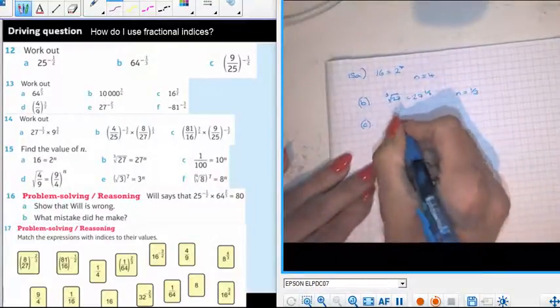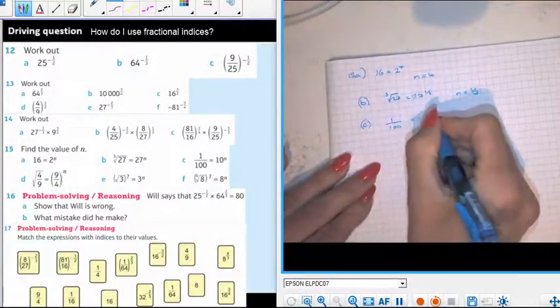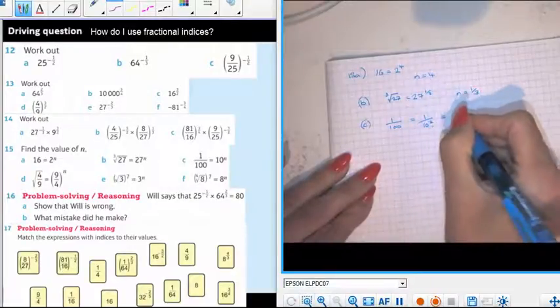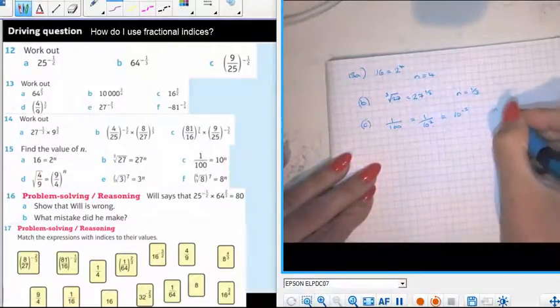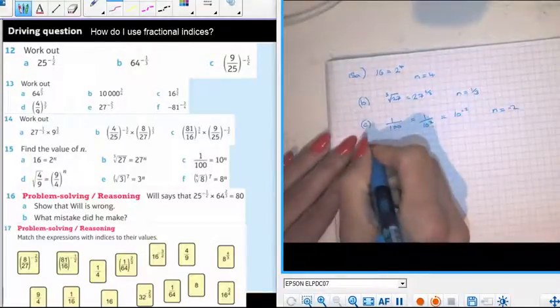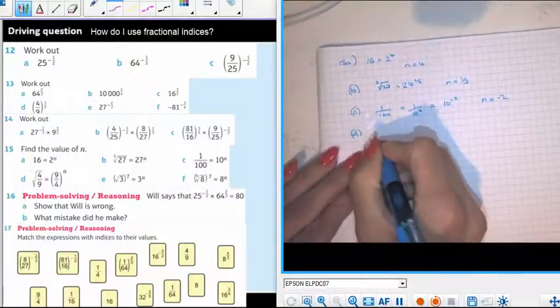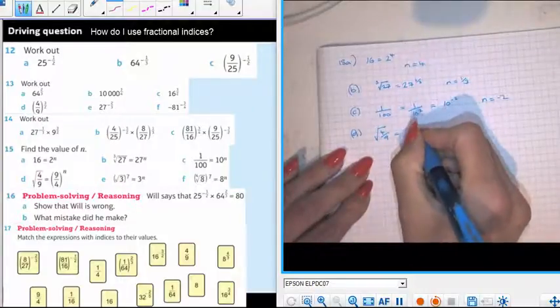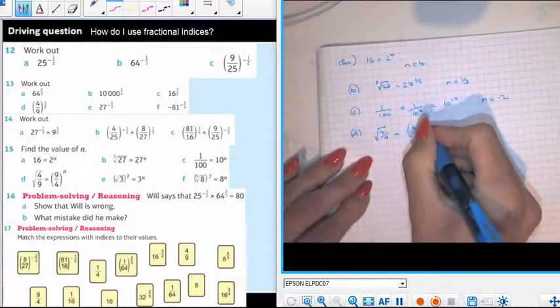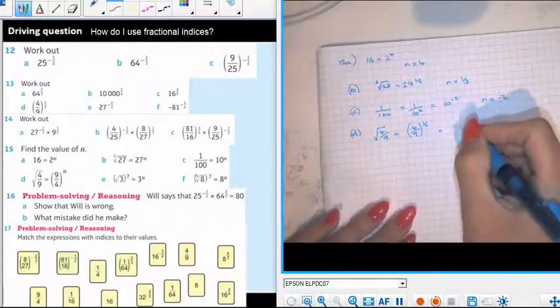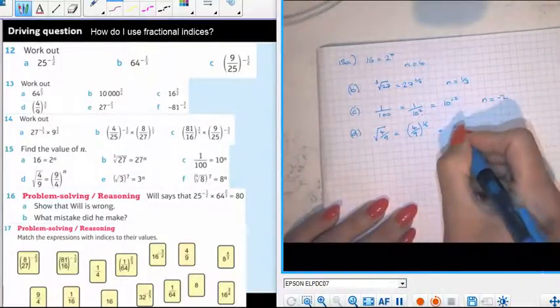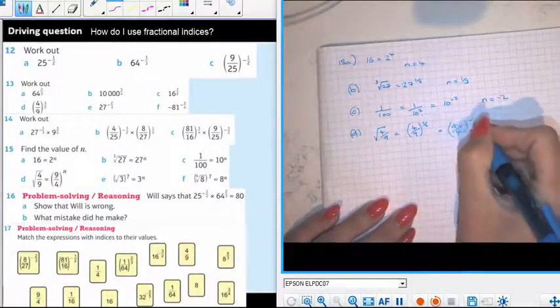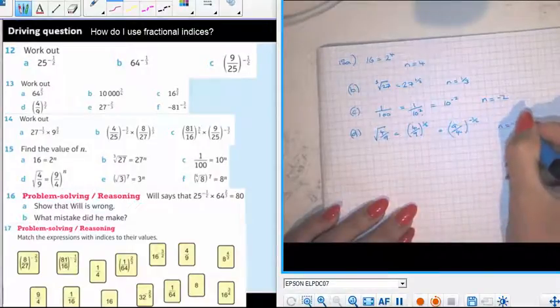Question C. 1 over 100 is the same as 1 over 10 squared, which is the same as 10 to the power of negative 2. D. Root 4 over 9 is the same as 4 over 9 to the power of 1/2, which is the same as 9 over 4 to the power of negative 1/2, so n equals negative 1/2.